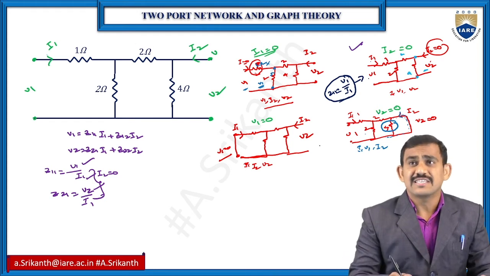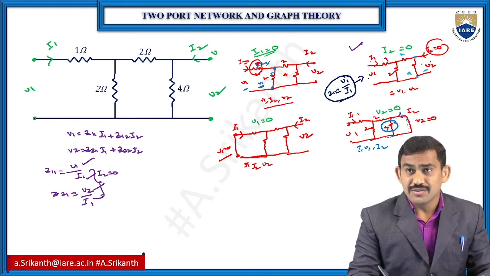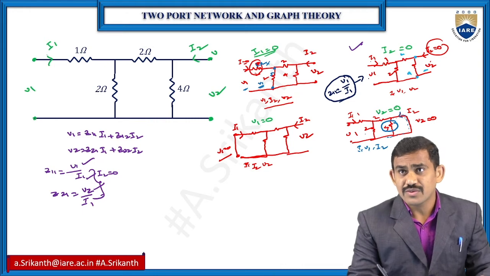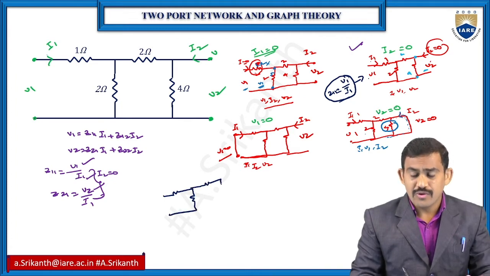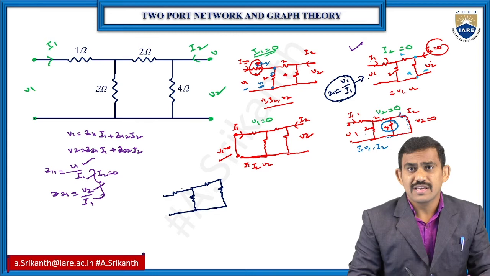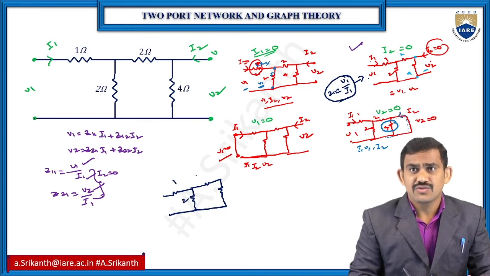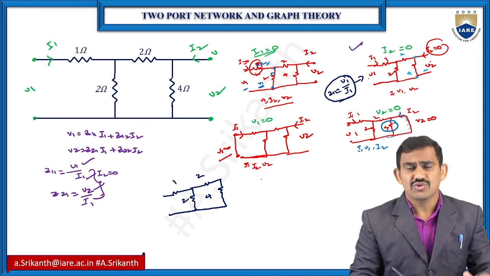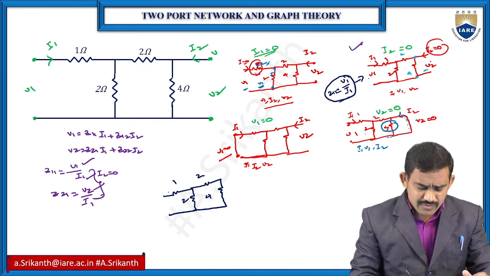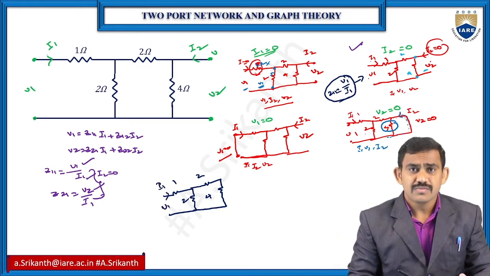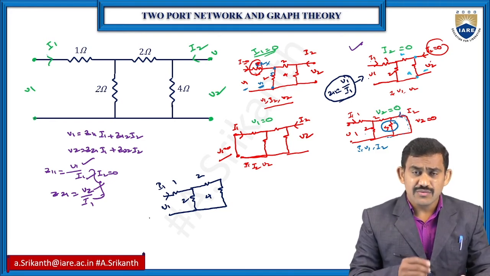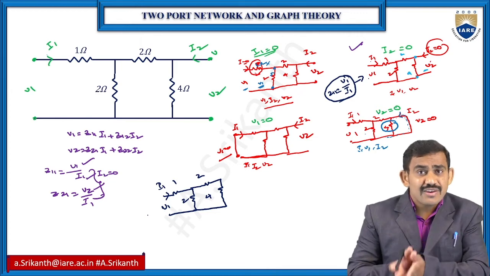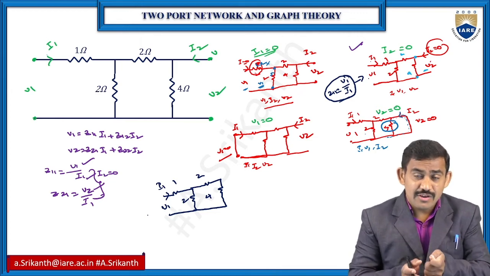For this, the whole circuit you can convert into a single loop. We have 1 ohm, 2 ohm as well as 2 ohm and 4 ohm. This is my circuit now. So here 1 ohm, 2 ohm and here 2 ohm, 4 ohm. What about I2? I2 is 0, so I need to consider the I2 loop. So I have only this loop, I1 and V1. Now I will find out V1 by I1.